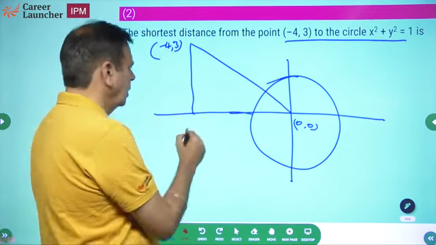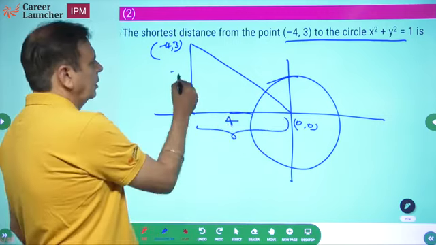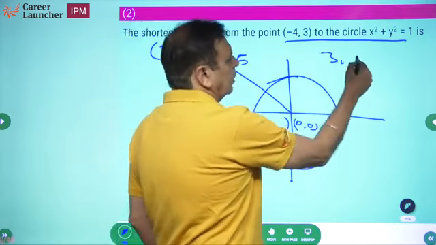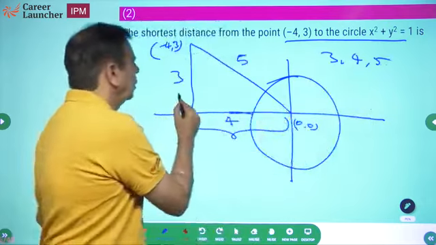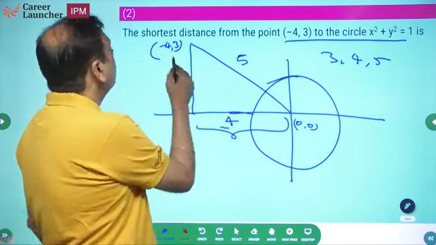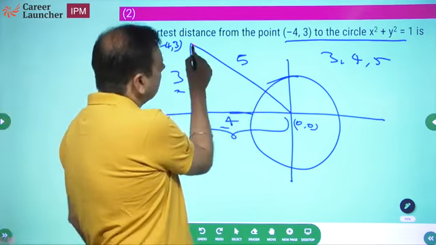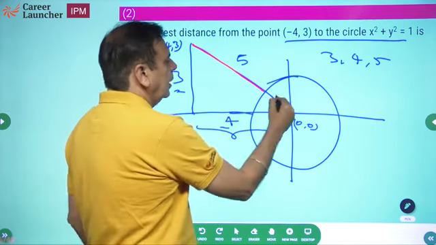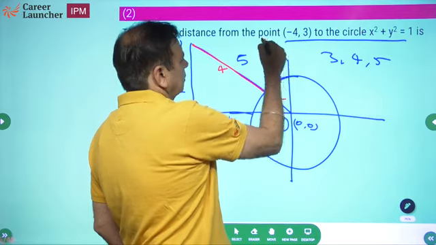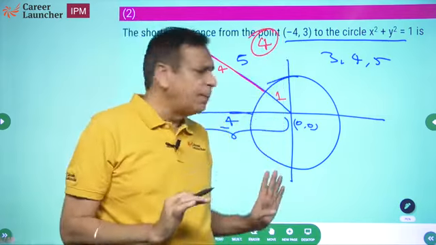Pythagoras triplet. What is this? 4. This is 3. You remember Pythagorean triplets? 3 4 5. 3 4 5 is a Pythagorean triplet. So ये 3 है, ये 4 है, तो भैया 5 होगा. But what do we want to know? We want to find the shortest distance from the point (-4, 3) to the circle. So what is the distance required? This. This is the radius of the circle, which is 1. So how much should this be? 4. No jugaad. Just draw the figure and apply Pythagoras triplets.